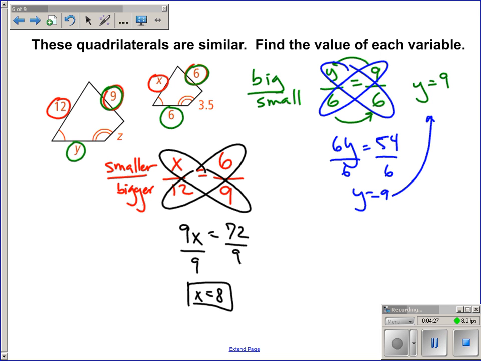All right. Now, the last one we'll find is z. And again, I will put z over 3.5.